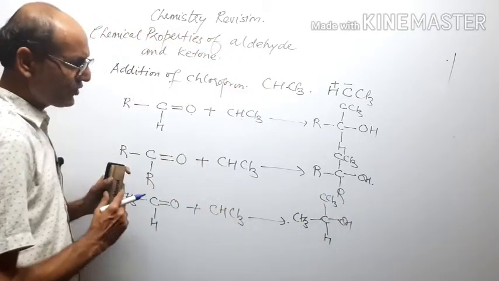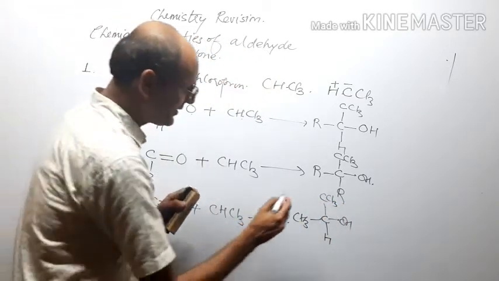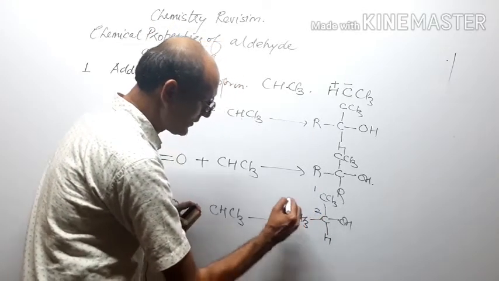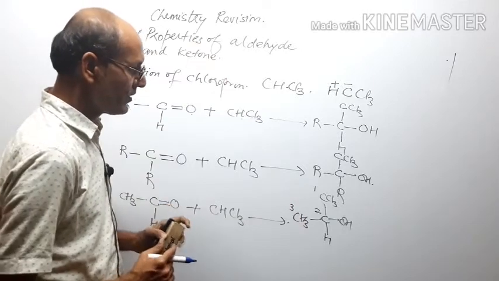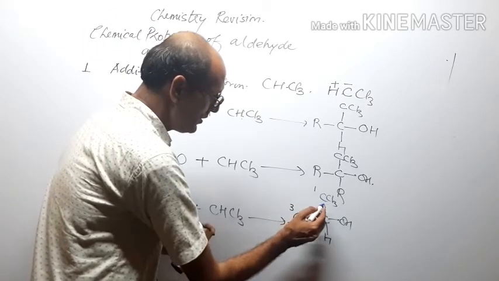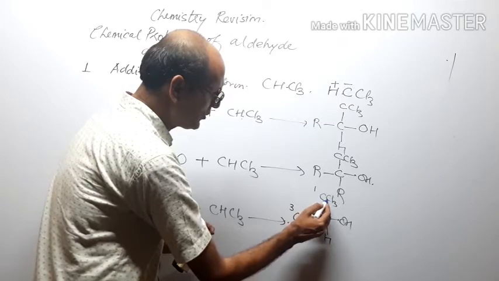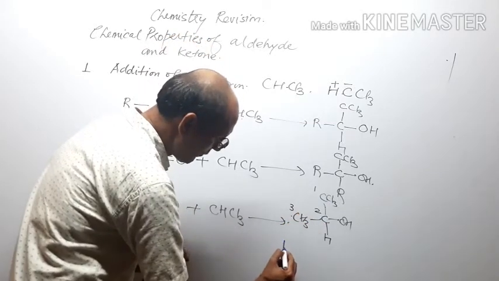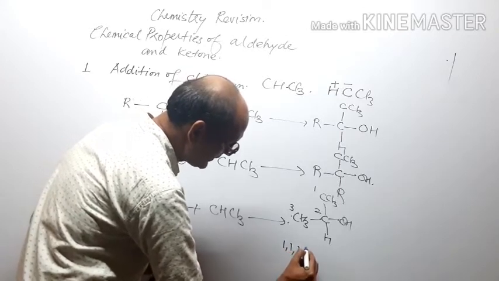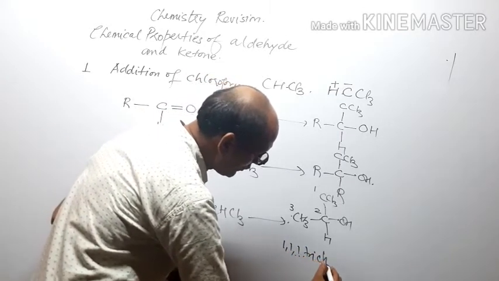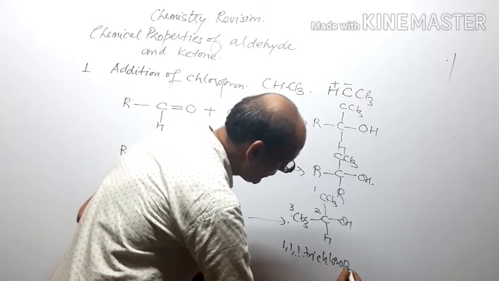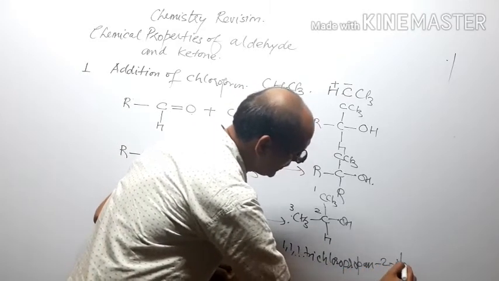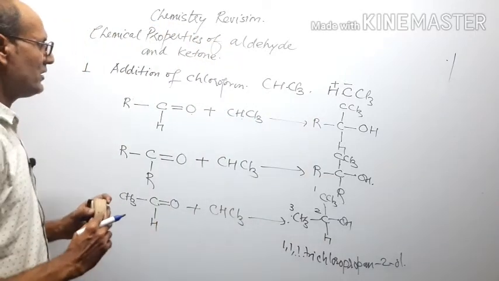What will be the name of this compound? This is carbon number 1, carbon number 2, carbon number 3. So 1,1,1-trichloropropane-2-ol. 1,1,1-trichloropropane-2-ol.